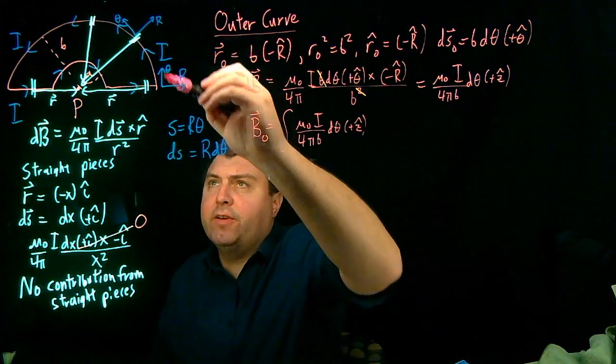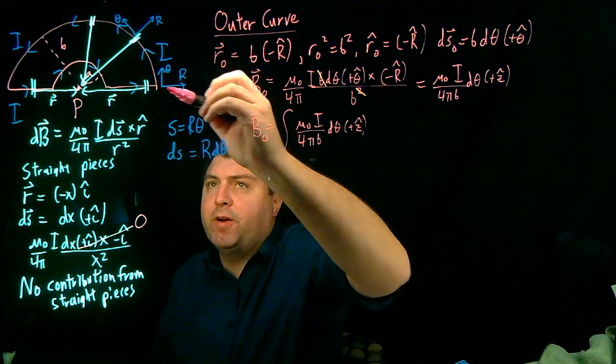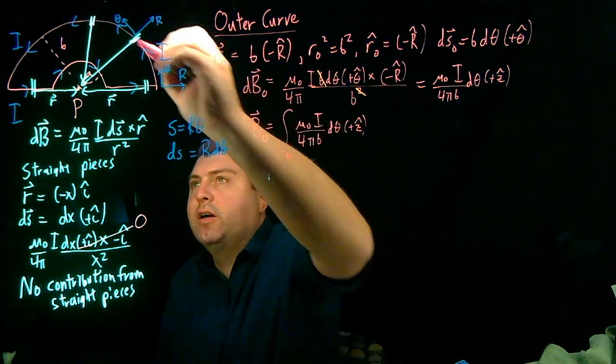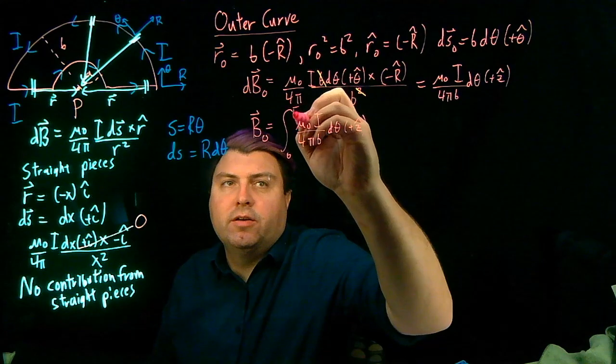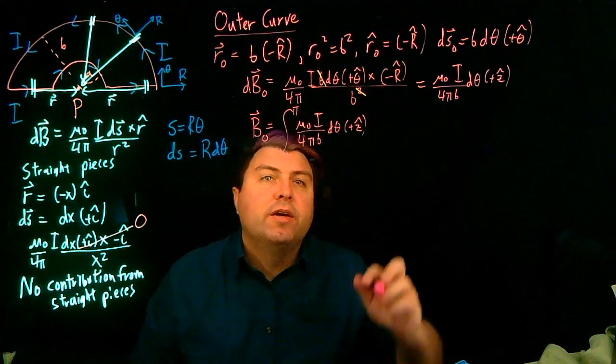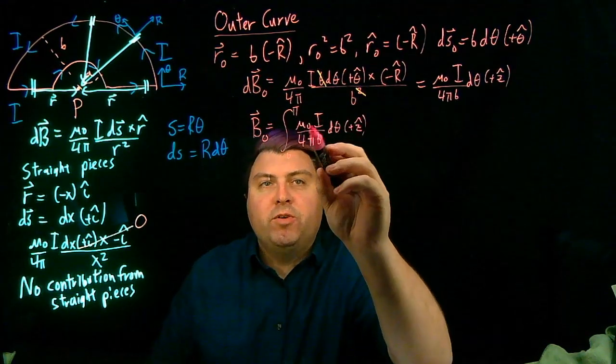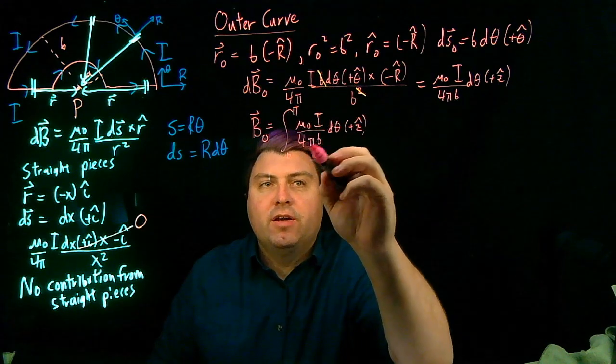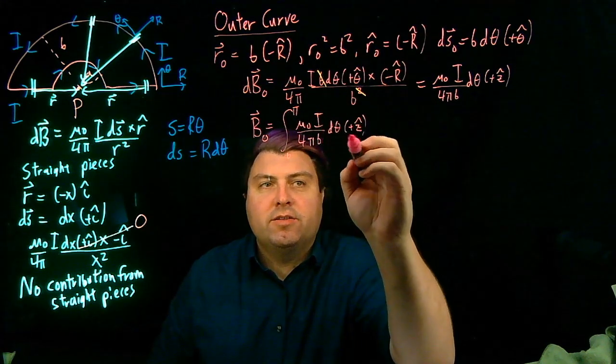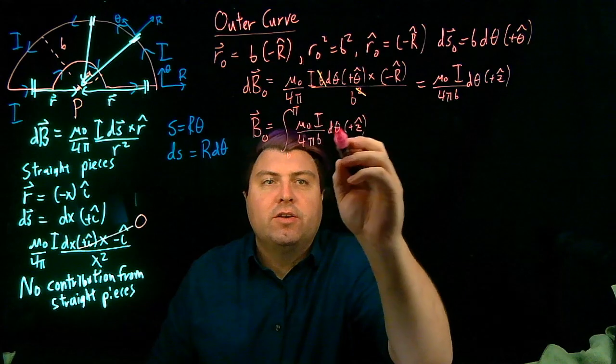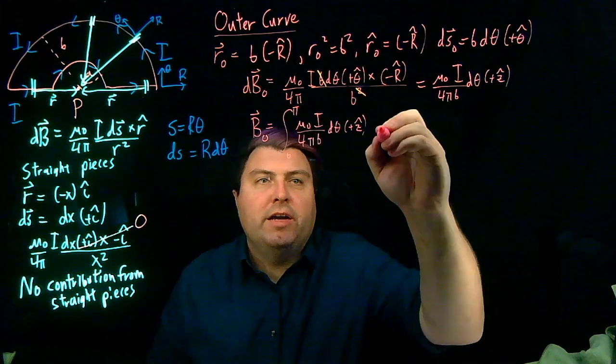What's the smallest value of theta? What's the largest value of theta? Our smallest value of theta is going to be 0. Our largest value of theta is going to be pi. And as we look at this, mu naught I, 4 pi, and b don't depend on theta at all. Z hat doesn't depend on theta at all. So we just get a factor of pi from this.